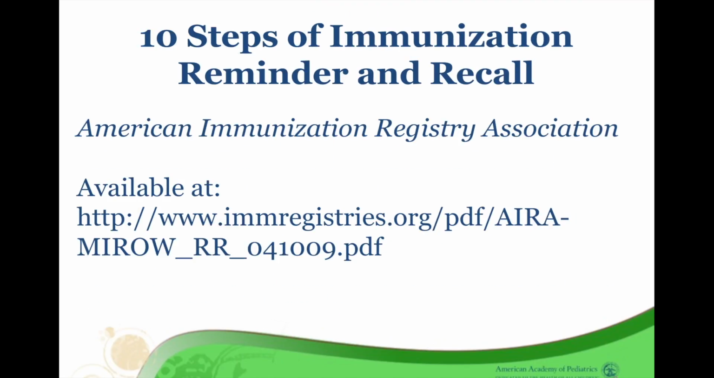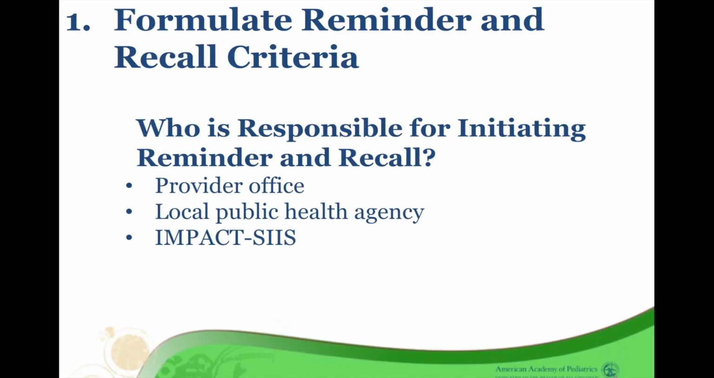What I'm going to be discussing is the 10 steps of immunization, reminder, and recall, and this is from the American Immunization Registry Association, and their website is listed on this slide. First, you need to formulate reminder and recall criteria. Who is responsible for initiating reminder and recall? Is it the provider office, some sort of local public health agency, or are you using an immunization registry such as Ohio's system, which is called ImpactSIIS?